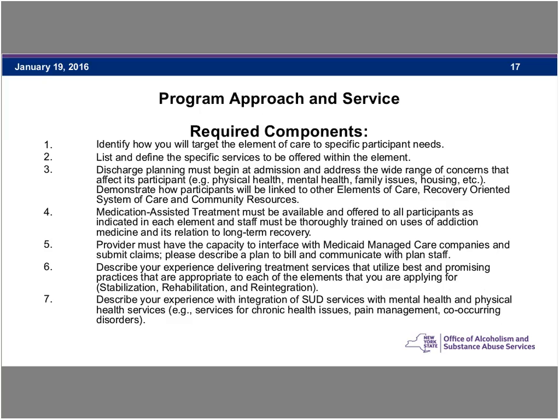Five, the agency providers must have a capacity to interface with Medicaid managed care companies and submit claims. We're asking you to describe a plan to bill and communicate with plan staff. So the agency needs to have a strategy as to how and who will be assigned to communicate with managed care companies. Some agencies may have all staff trained to provide these services, and others will assign key point people to do that work.